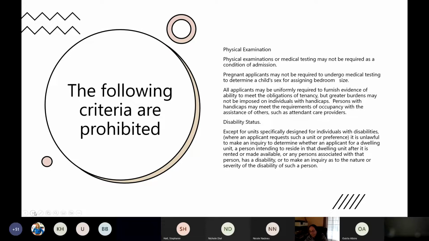unit or a preference, it's unlawful to make inquiries to determine whether an applicant for a dwelling unit, a person intending to reside in that dwelling unit after it's rented or made available, or any person associated with that person has a disability, or to make an inquiry as to the nature or severity of the disability of such person.